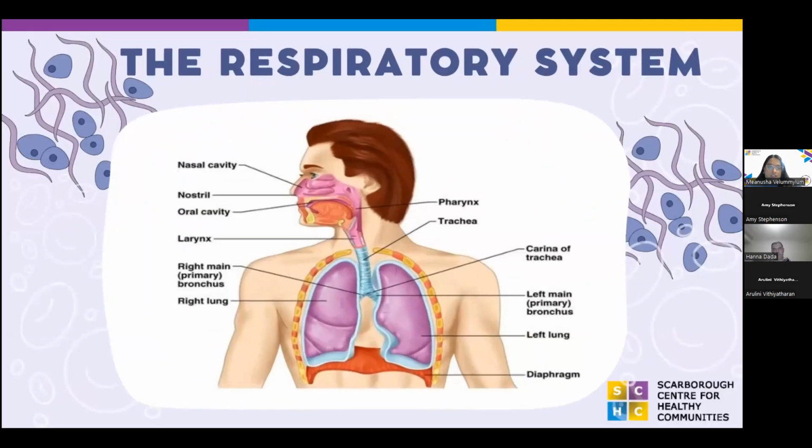And here we have a great image that showcases where these structures are located. We can see the nasal cavity, the nostril along with our oral cavity, the two openings, the pharynx and the trachea over here. And then you can see that it spreads into our lungs, separated into two parts, right and left lung. And then at the very bottom, you have the diaphragm.